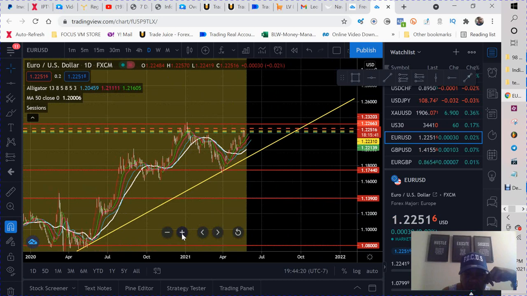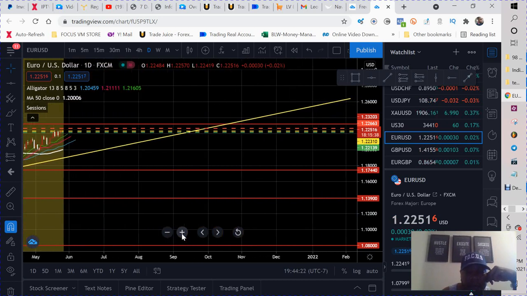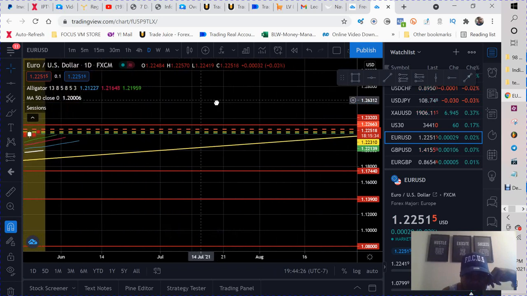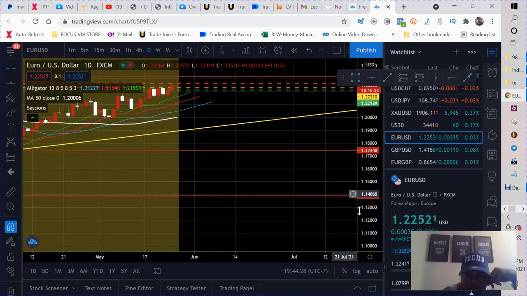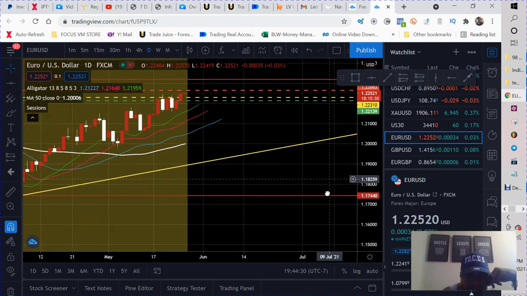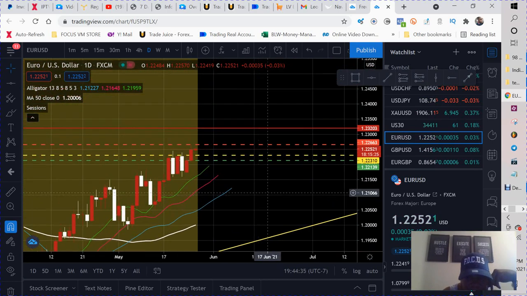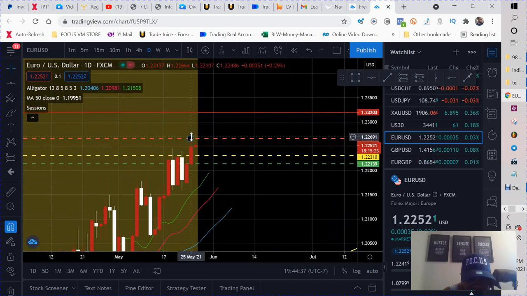So now let's go here and we'll blow it up. Now you can see what method to my madness was on what I had going on. So that's what we use in there. Concentrating on this candle right here.